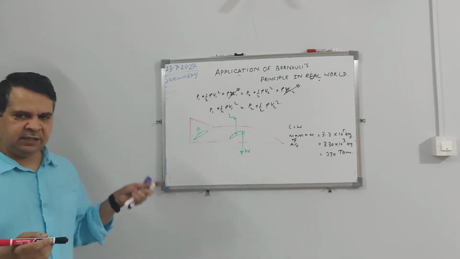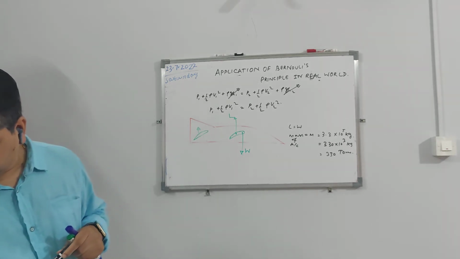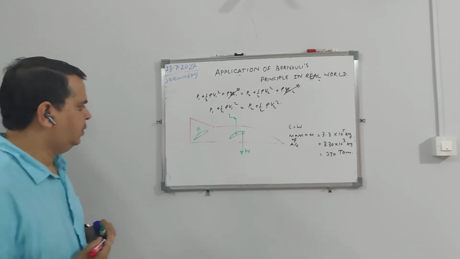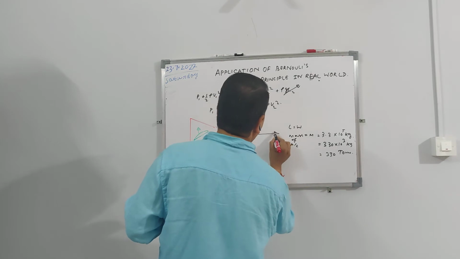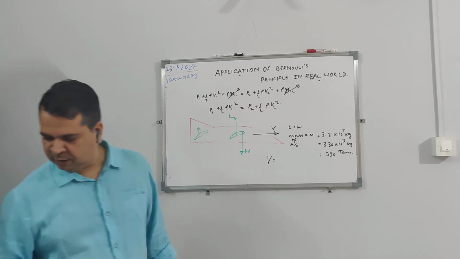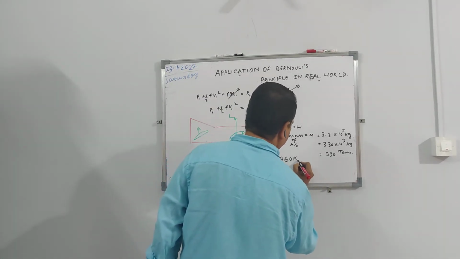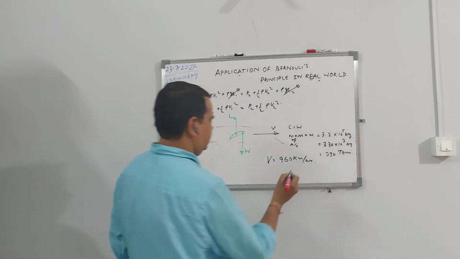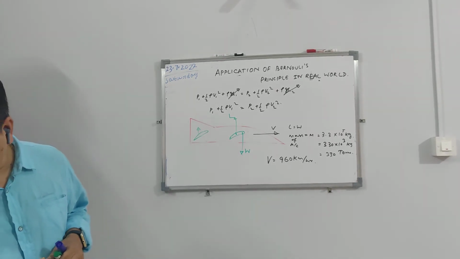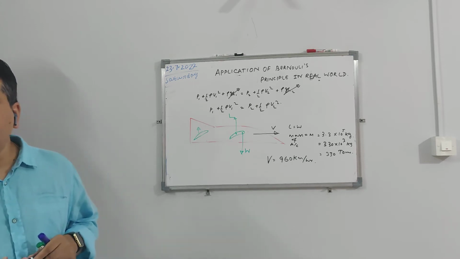So let us say the aircraft is in level flight. In steady state it is in level flight and traveling at a speed v of 960 kilometer per hour. It's a subsonic aircraft, so less than the speed of sound. So my aircraft is traveling at a speed of 960 kilometer per hour. The question is, estimate the pressure difference between the lower and upper surface.